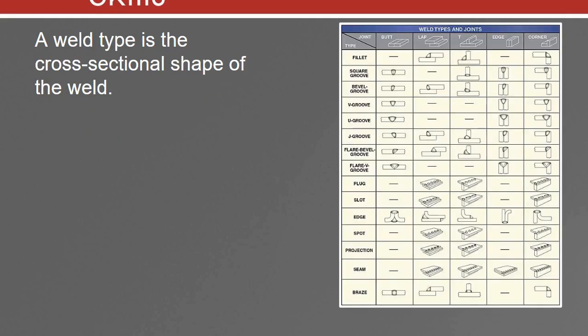Weld type is the cross-sectional shape of the weld. So these are all of our welding symbols. If we have a square groove that's just butted up to each other, we have our V groove where we have equal V's on both sides, our J grooves, our plug welds, slot welds. So these are just all different types of welds and joints here.